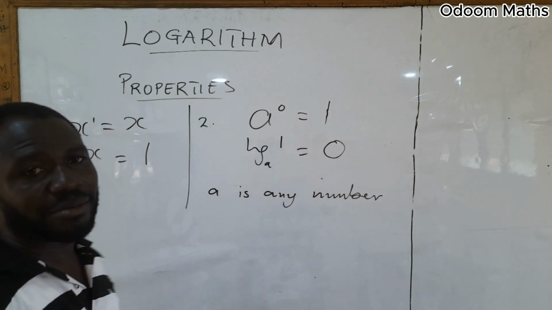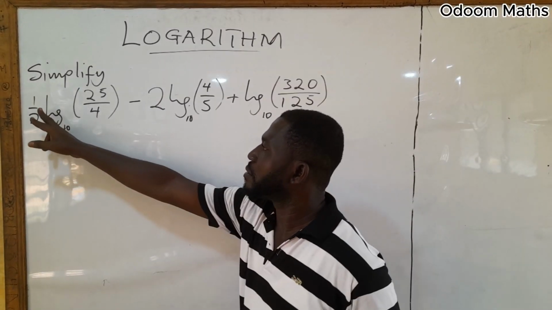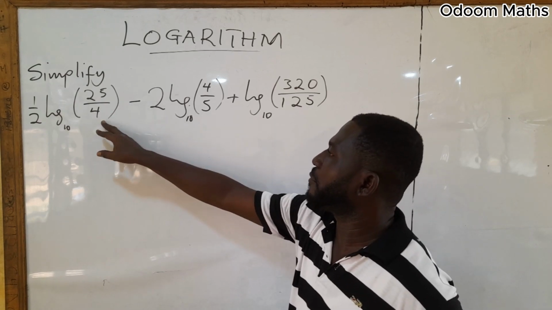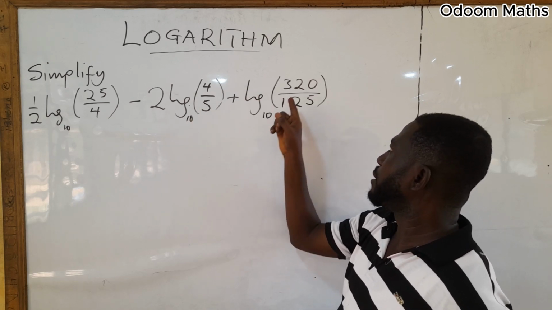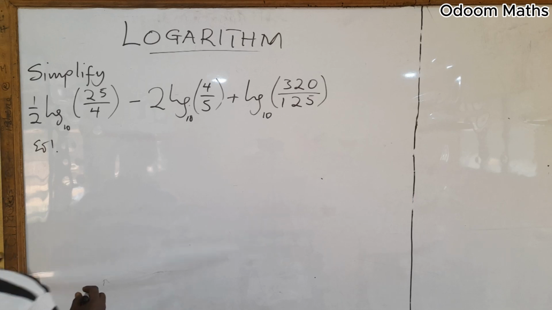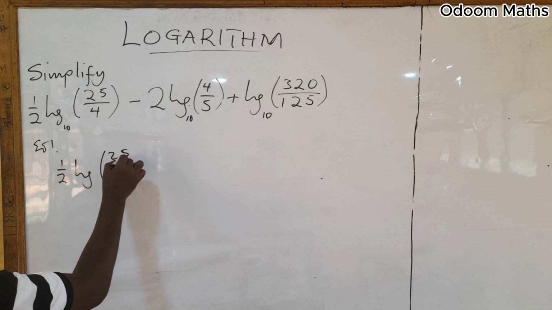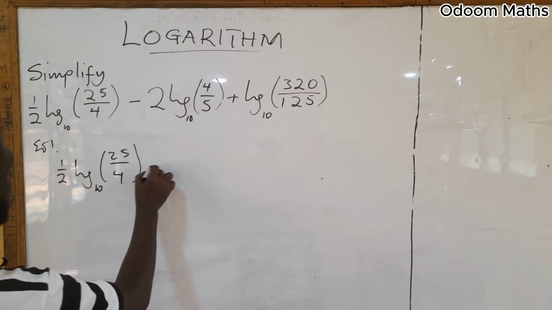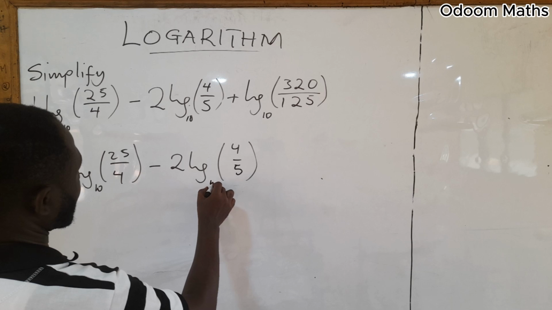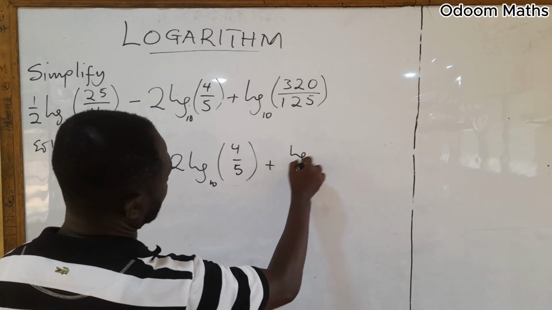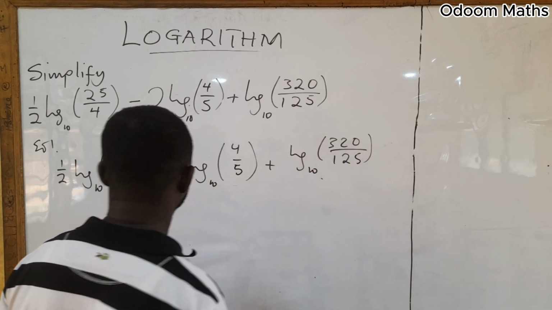Okay. Now let's look at some examples here. We are to simplify 1/2 log into brackets 25 over 4 base 10, minus 2 log into brackets 4 over 5 base 10, plus log 320 over 125 base 10. Okay.